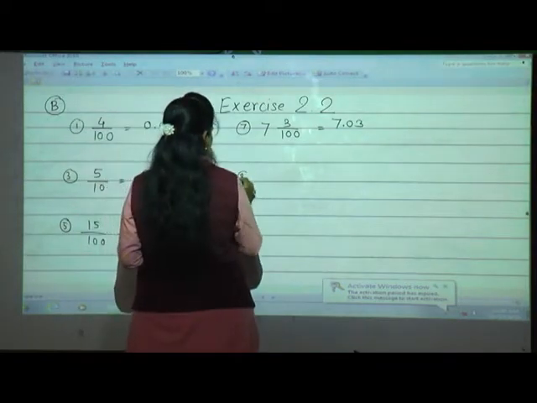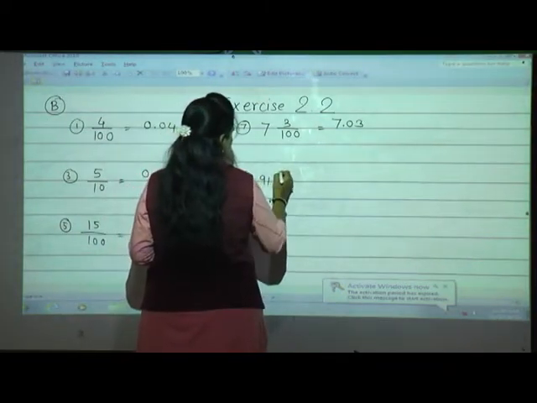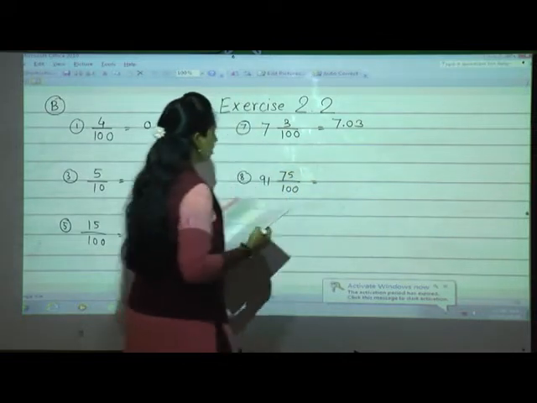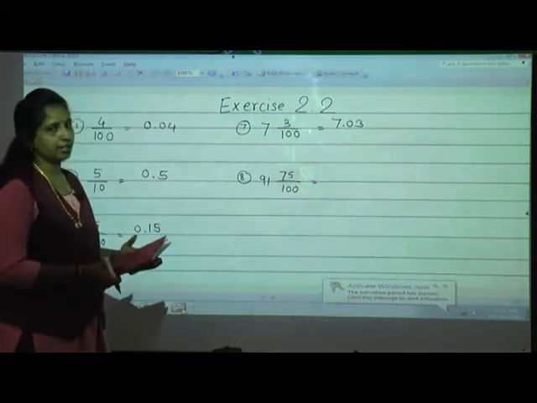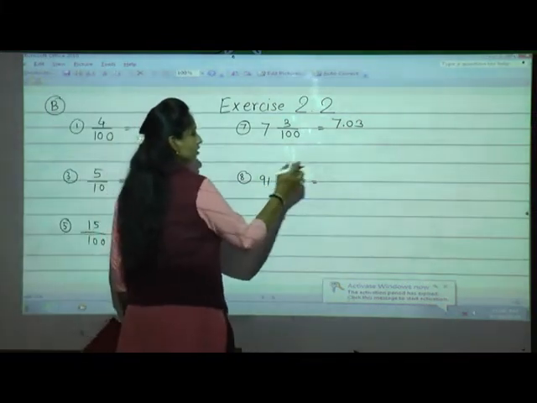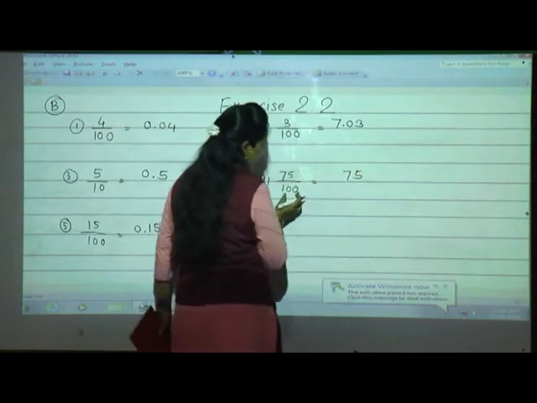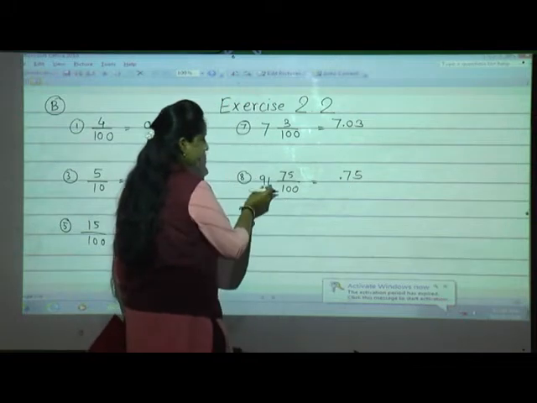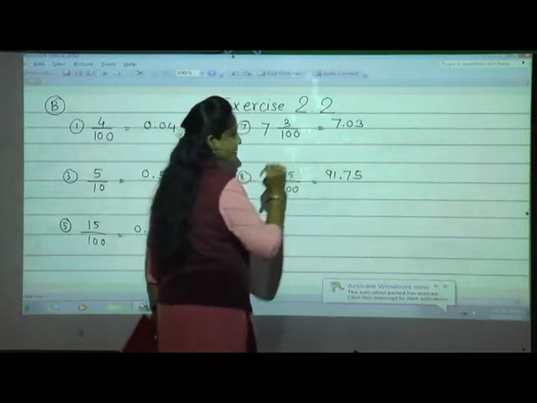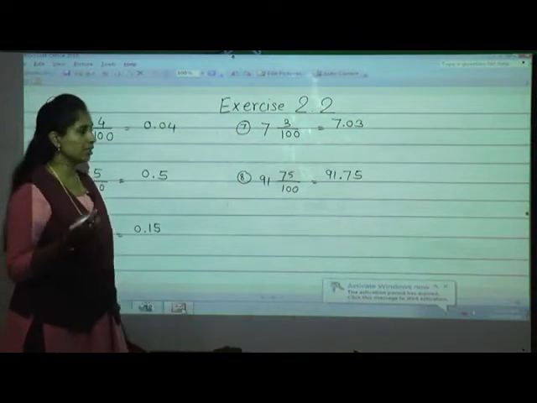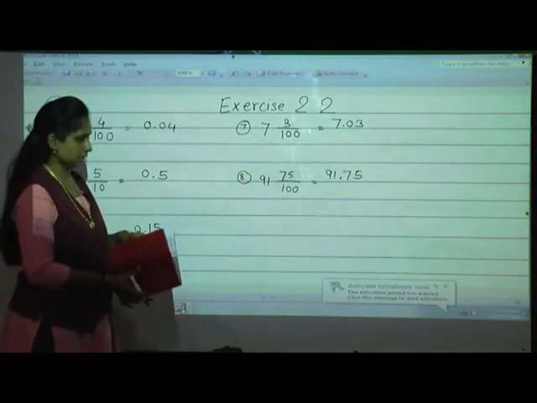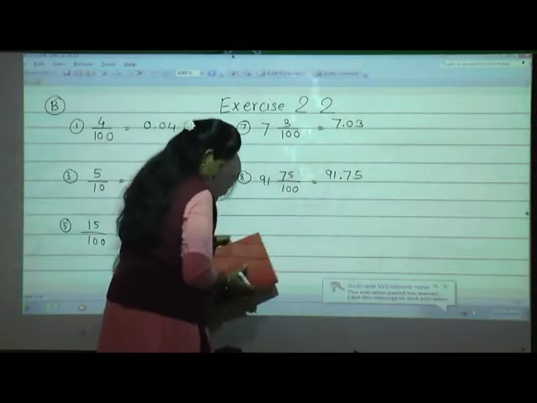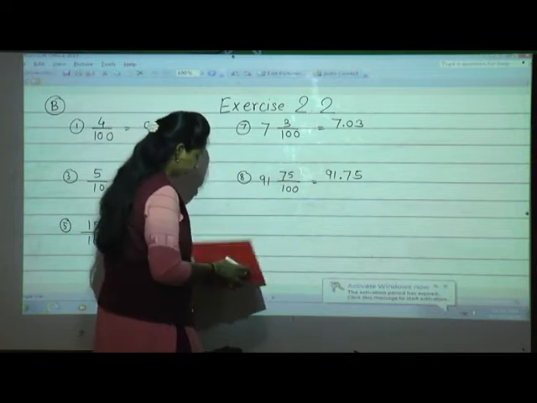8th one I will take. 9 175 upon 100. Now see this question. Again 100 is 1 followed by 2 zeros. First write numerator as it is. 2 zeros means after 2 digits give the decimal point. Then write whole number as it is. If the whole number is not there, we are supposed to give 0 only, isn't it? Now next, 9th one I will explain. 10th one I will take.